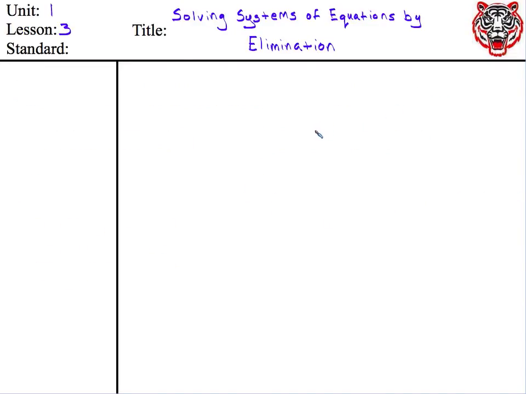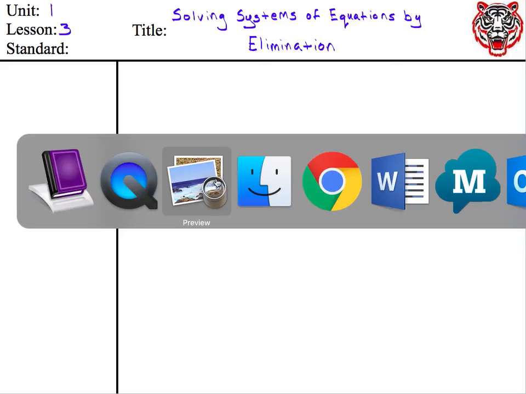So this is going to be Unit 1, Lesson 3. We are on solving systems of equations by elimination. Once you have this title down, go ahead and write down the standard. That means you do have to flip back to your unit guide. And if you're too lazy, I'll just bring up the unit guide here.